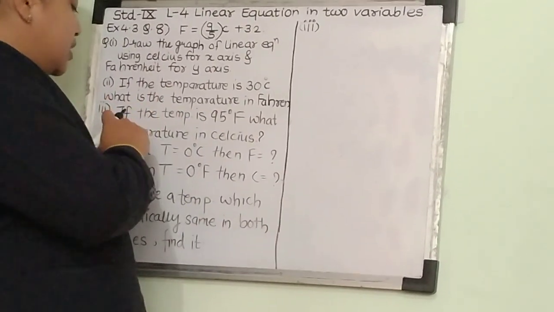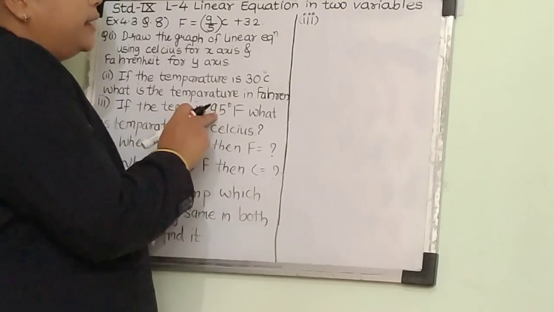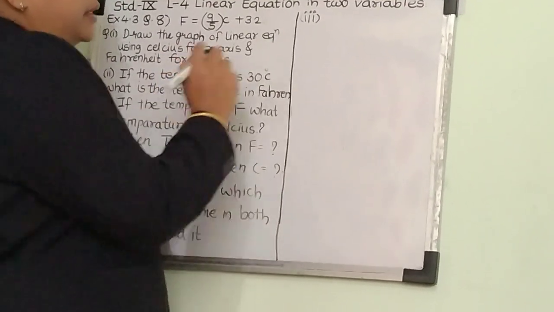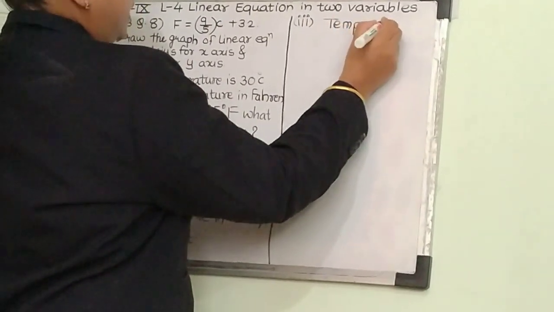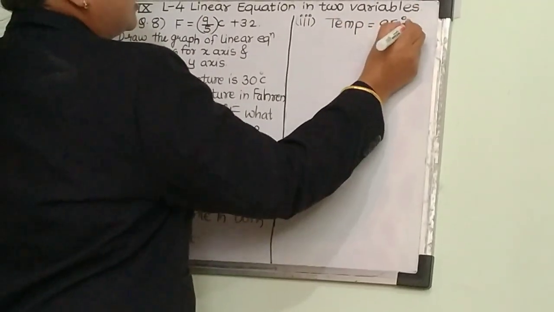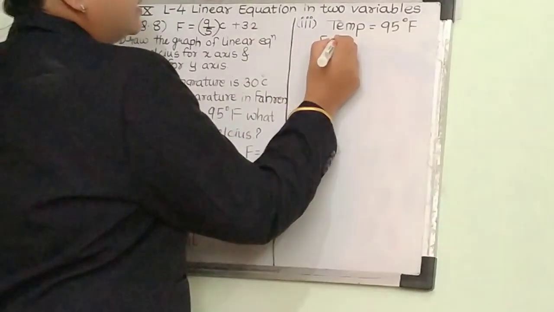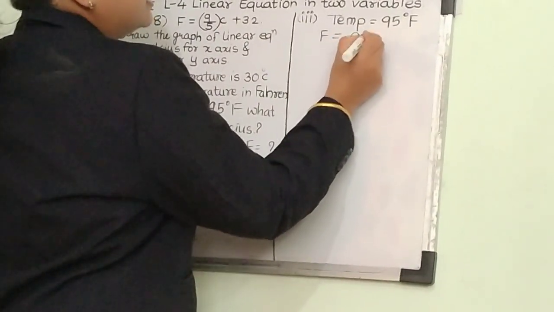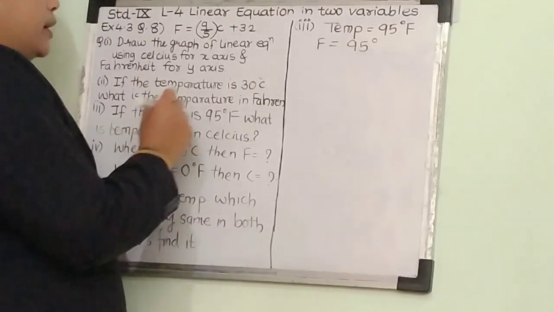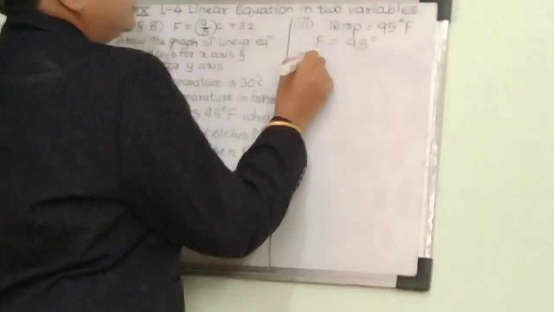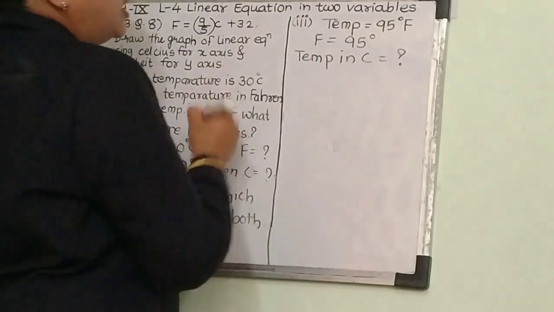Now see this third question. If the temperature is 95 degrees Fahrenheit. So here we have been given the temperature in Fahrenheit, that is 95 degrees Fahrenheit. So here we can write the value of F as 95 degrees. Then we have to find the temperature in Celsius. Temperature in C, how much?